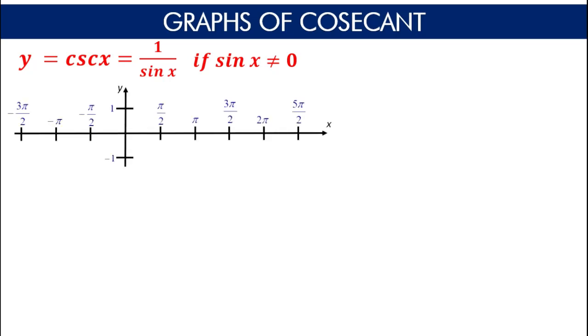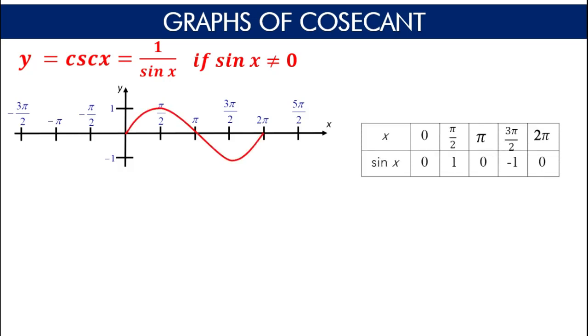Okay, so first off with the graph of cosecant, again, we're going to use the concept of its reciprocal, the sine function. So given that y is equal to cosecant x, that is the same as y is equal to 1 over sine x, wherein we will limit that the value of sine x should not be equal to 0. That will be undefined, of course, if we have 0 in our denominator. So if we recall the graph of the sine, we have this.